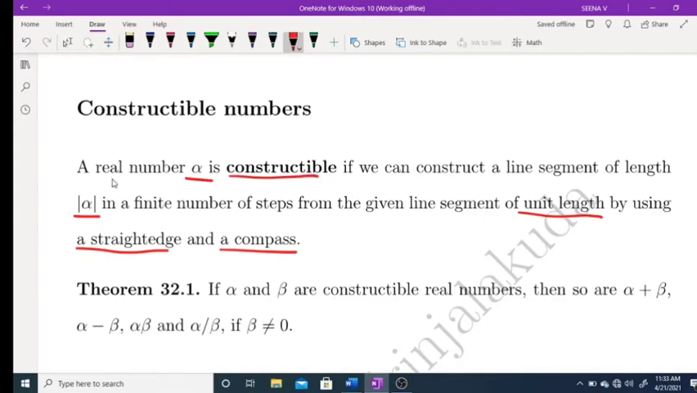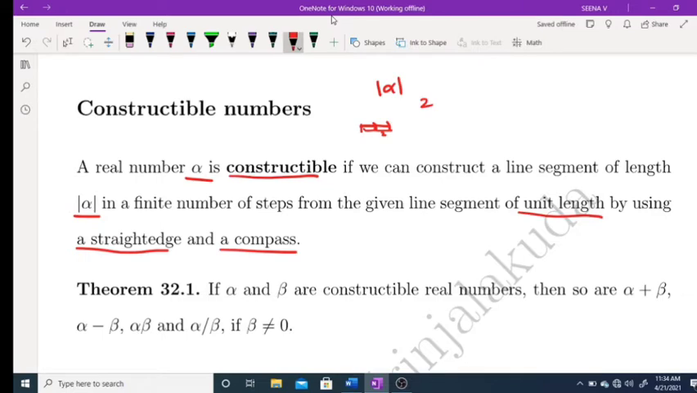Once again, a real number alpha is said to be constructible if we can construct a line segment of length mod alpha. We have a straight scale, a compass, and a unit length. Suppose this is our unit length. Using the straight edge and compass, you can evaluate this as one. If you add one more unit here, then it is of length 2. That means the number 2 is constructible.